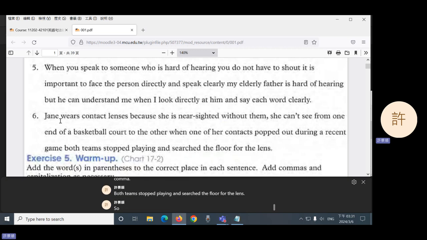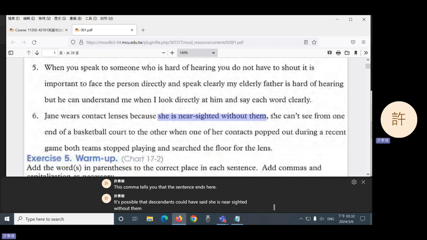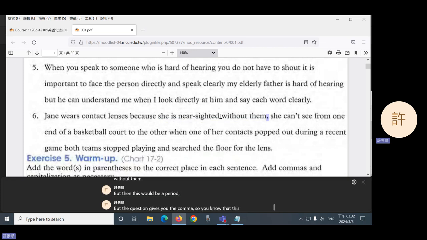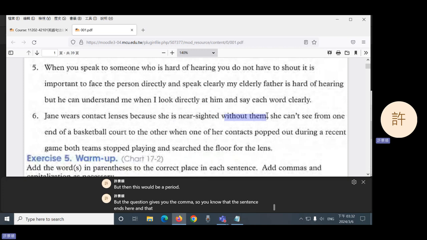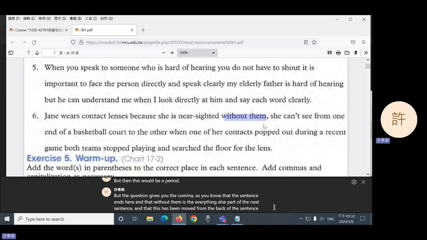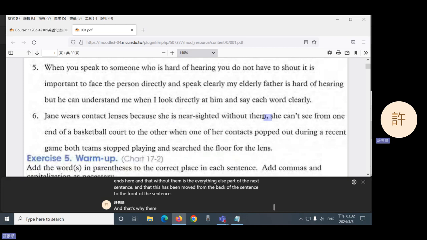So this question actually gives you some hints. This comma tells you that the sentence ends here. It's possible that the sentence could have said she is nearsighted without them. But then this would be a period. But the question gives you the comma, so you know that the sentence ends here and that without them is the everything else part of the next sentence. And that this has been moved from the back of the sentence to the front of the sentence. And that's why there is a comma here.